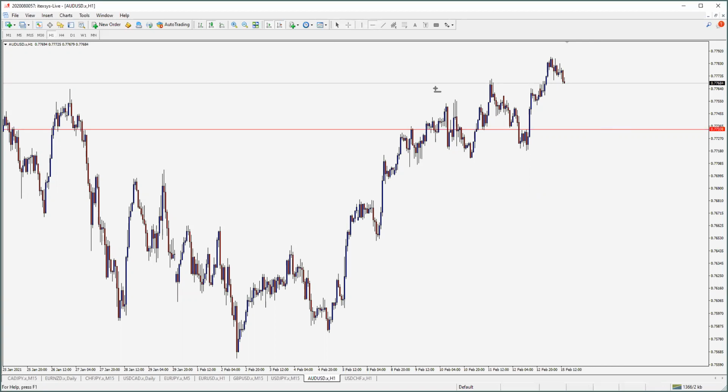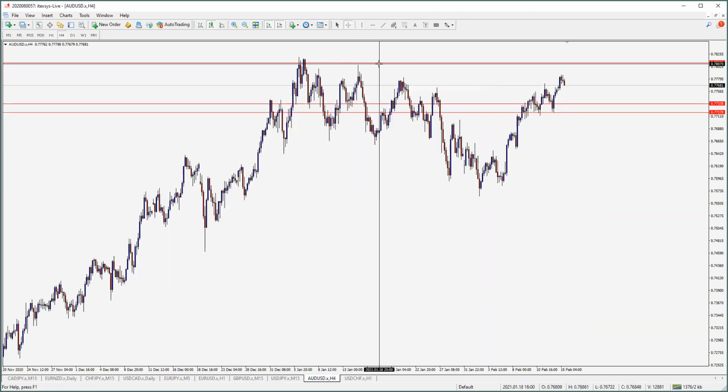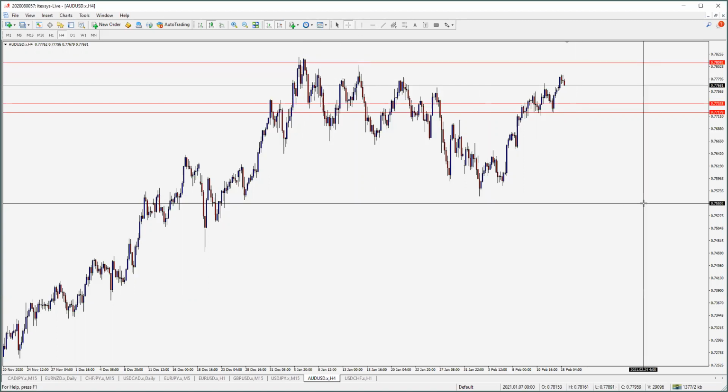And of course, the stop loss can be just a bit below this demand area. Okay. And the target can be somewhere here, the highest level, as we can see here from the left.